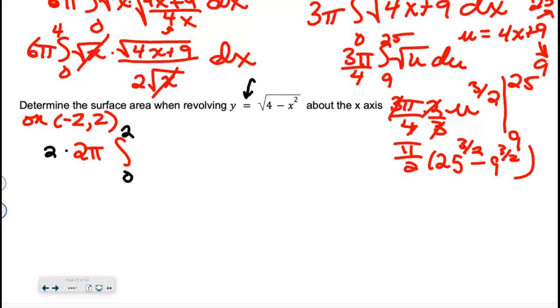So, what's my formula say? It says I'm revolving about the x-axis, so my radius would be a y value. A good way to remember it is, about the x-axis, the radius is the y value. About the y-axis, the radius is what? X. They don't mesh. Alright.